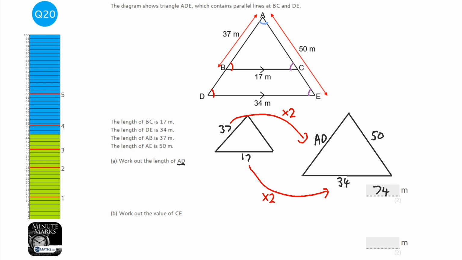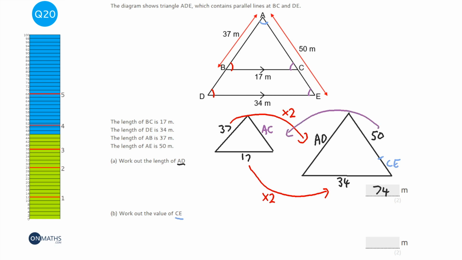And the last one, let's do it in a different colour. Now we're looking for length CE. So CE is a bit of a weird one, isn't it? Because CE is this bit here. So all I need to do is work out what AC is, which is this one here. So let's work out what AC is.